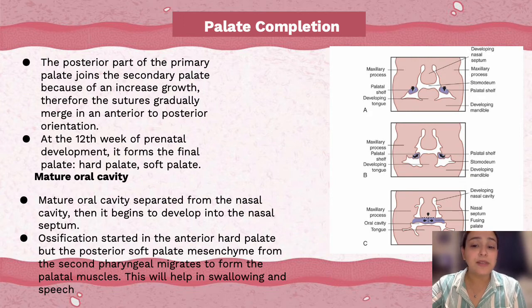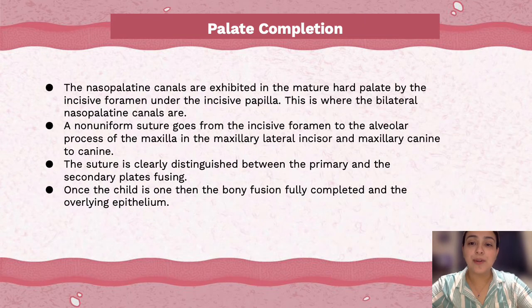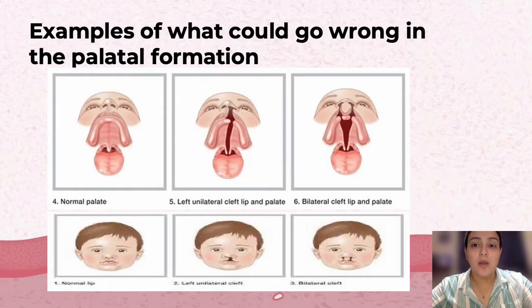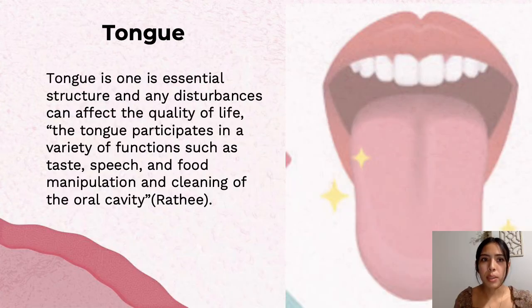The palatal muscles also form, which allow for swallowing and speech. To summarize, the palatal shelves form, then the palatal shelves will elevate, and the fusion of the primary and secondary palates form the definitive palate. When the palatal shelves don't fuse in the primary palate, we will see results of cleft palate as displayed here. The tongue is one of the essential structures, and any disturbances can affect the quality of life.